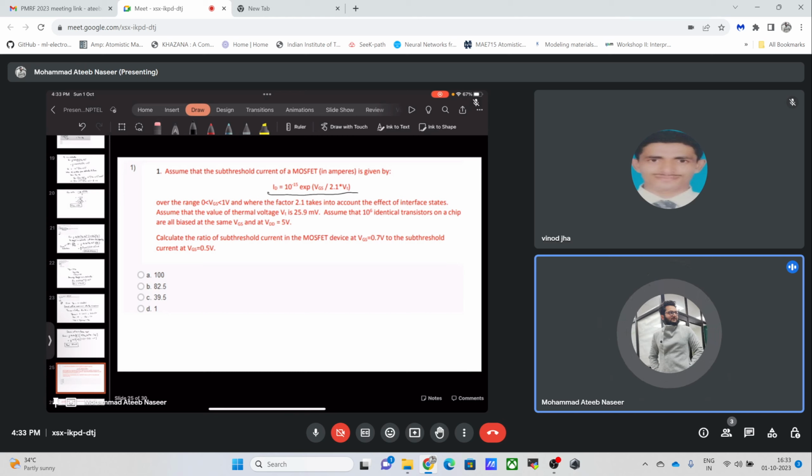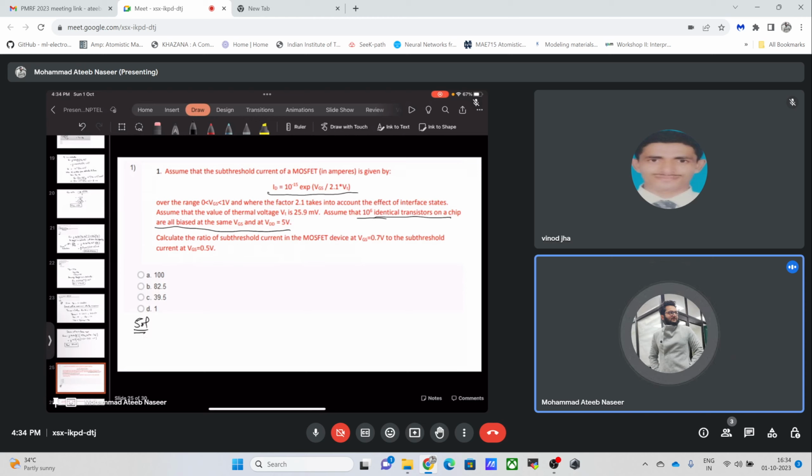And this means that we have to take these interface states into account, and the value of the thermal voltage is 25.9 millivolts. We have to assume that there are 10 to the power 6 identical transistors on a chip, which are all biased at the same gate to source voltage, and VDD equal to 5 volts. Okay, now let us try to solve this.